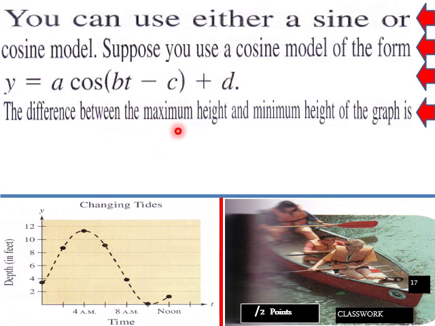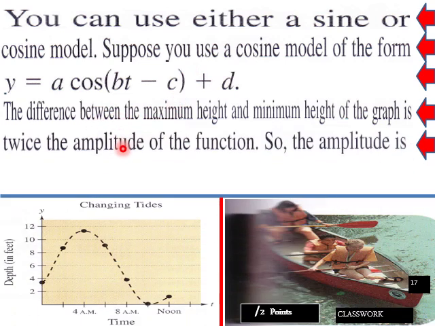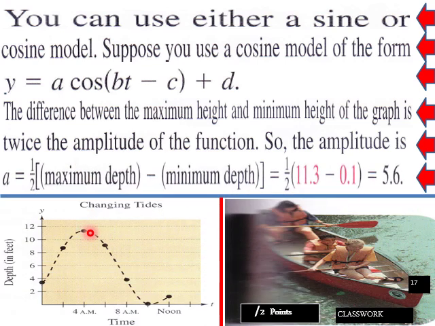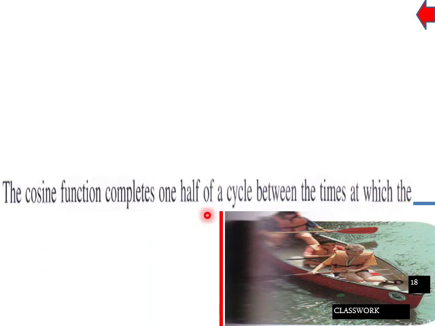So the difference between the max and min height of the graph is twice the amplitude of the function. So we have an amplitude up here. So it'll be 1/2 maximum minus minimum. So we have 11.3 up here minus 0.1 down here, which would equal 5.6. So 5.6.